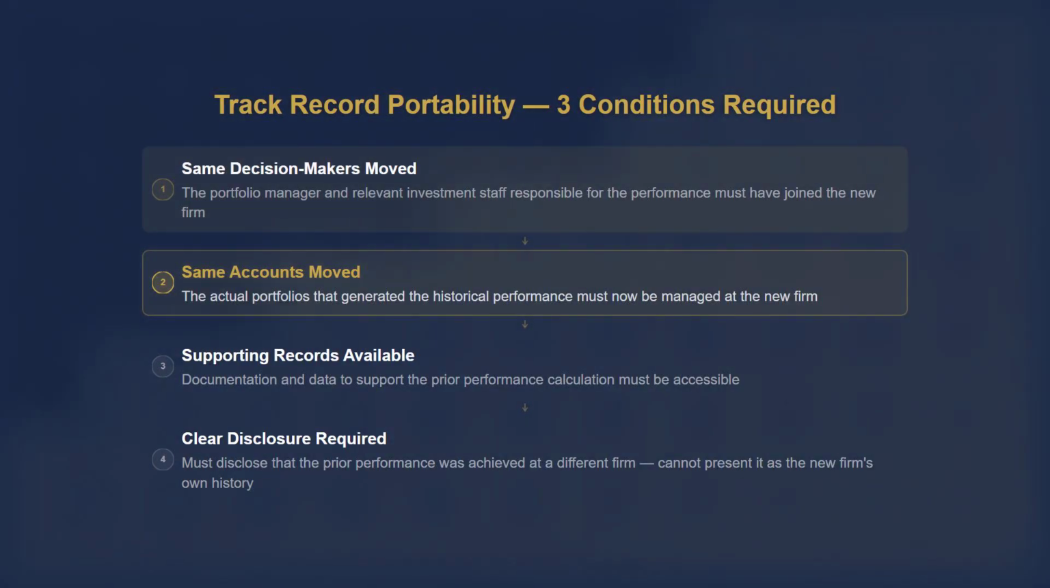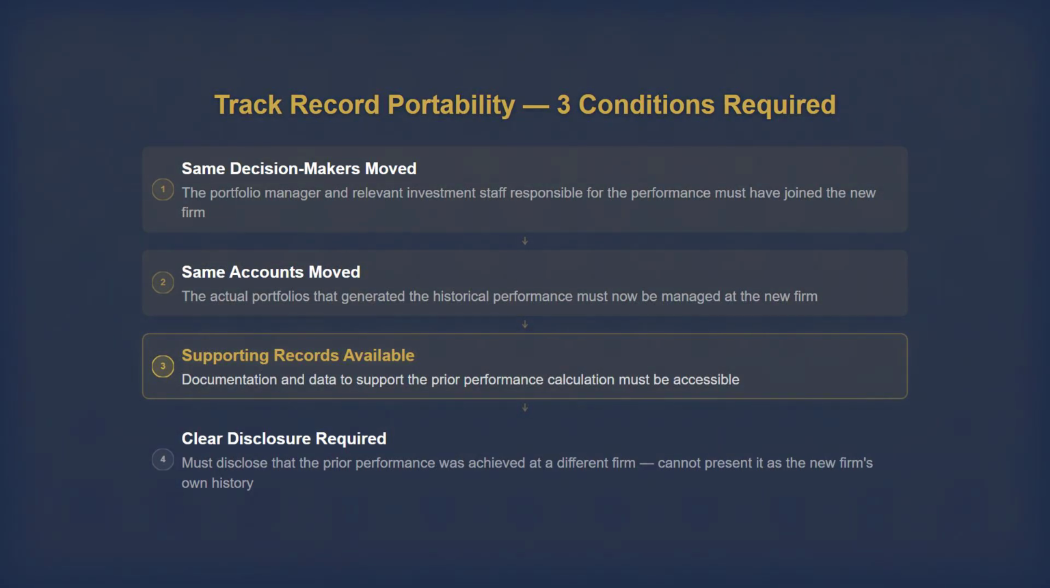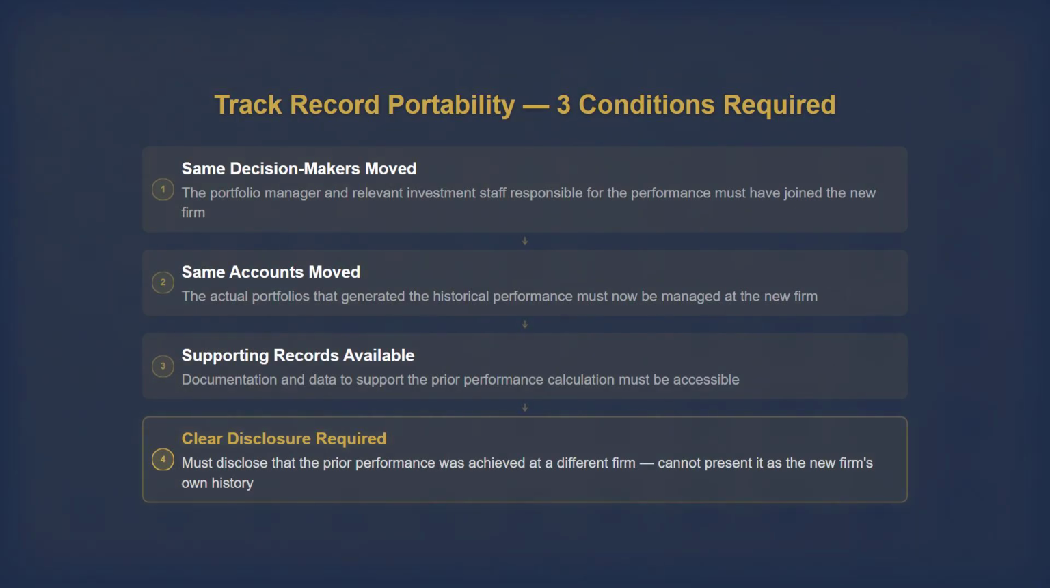The portability rule requires 3 conditions to all be met simultaneously. First, the investment decision makers, the manager and key staff, must have moved to the new firm. Second, the accounts that generated the performance must have moved to the new firm. Third, the supporting documentation and records must be available.